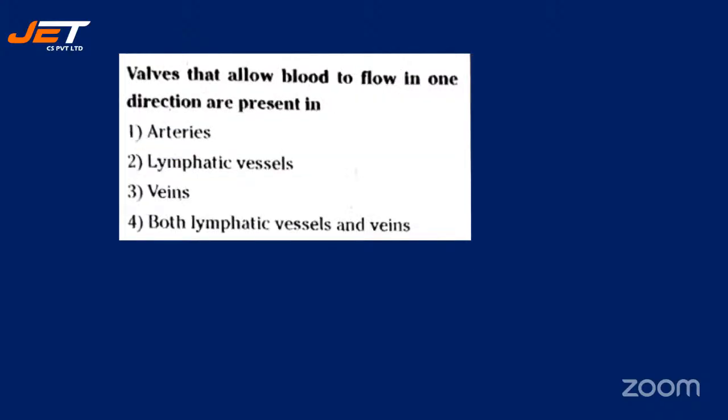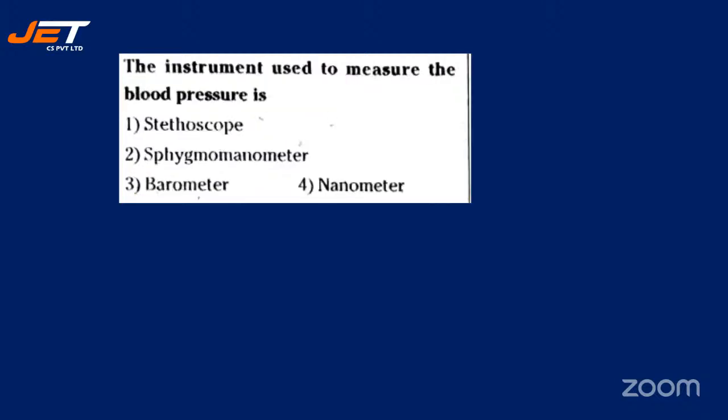Okay, and valves that allow blood to flow in one direction are present in where? It is nothing but both the lymphatic vessels and also veins. This is very, very important. Okay, both the lymphatic vessels and veins.